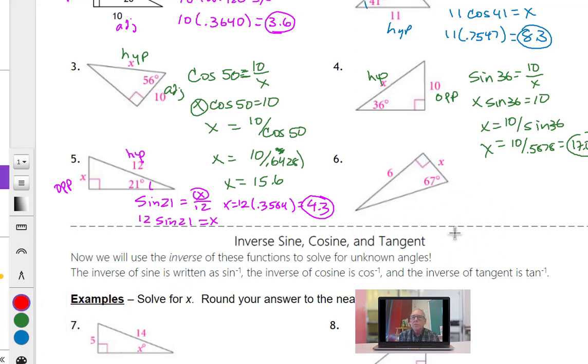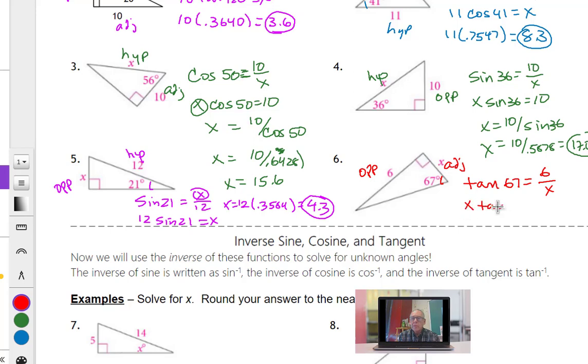Let's look at number 6. 67 is our reference angle. 6 is the opposite. X is the adjacent. So we have a tangent ratio. Tangent 67 is equal to opposite, which is 6, over adjacent, which is x. Multiply both sides by x.